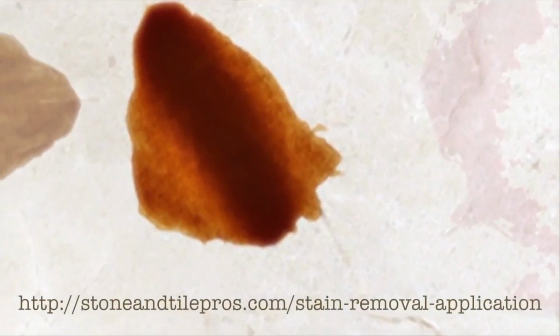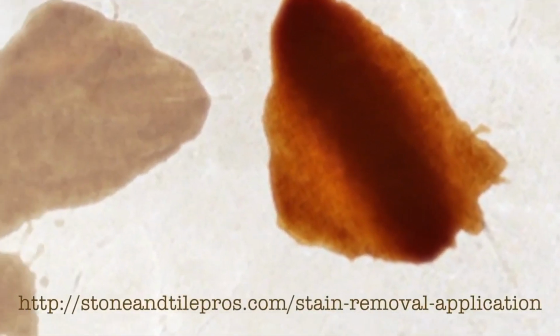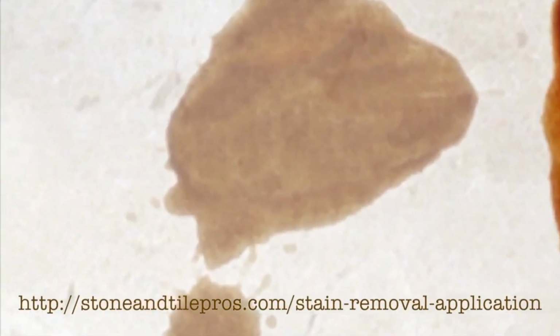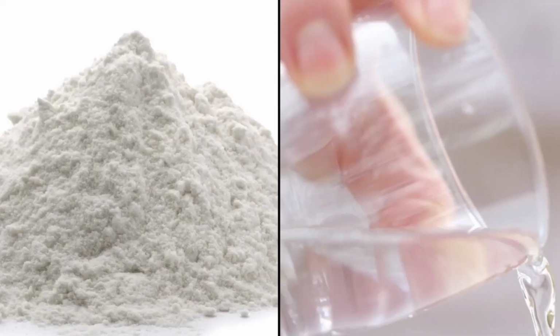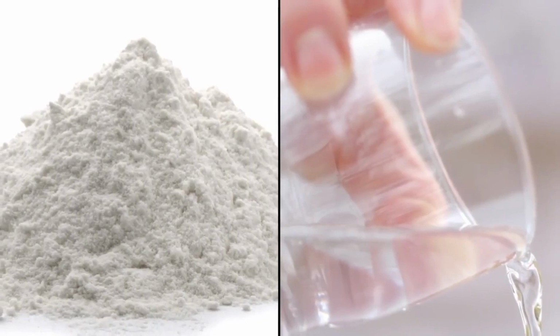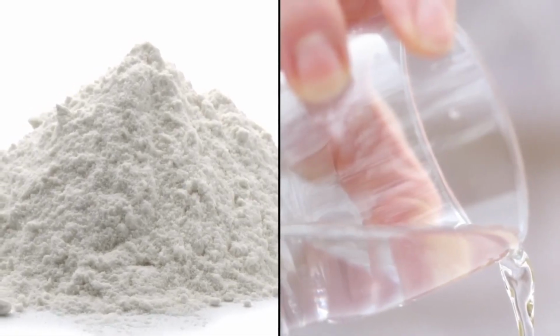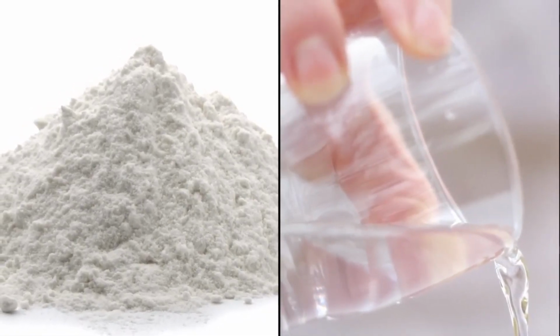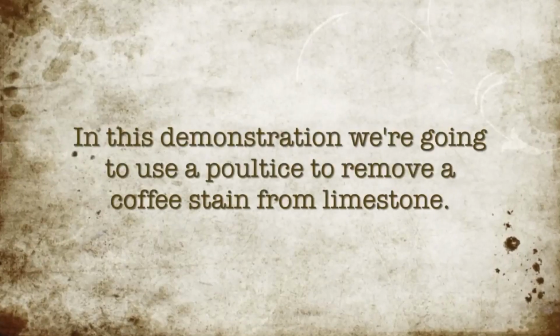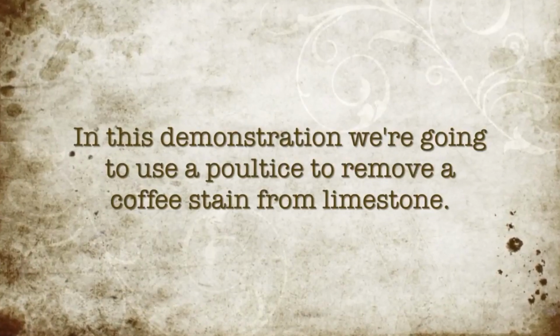If you can identify the stain, you can use the stain reference application found at stoneandtilepros.com to look up the ingredients to use. A poultice is a combination of a very absorbent medium and a cleaning or chemical solution, selected in accordance with the type of stain to be removed. A poultice reverses the staining process by breaking down and extracting the substance from the pores of the stone. In this demonstration, we are going to use a poultice to remove a coffee stain from limestone.